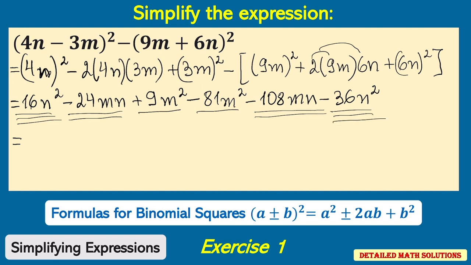So when I add these pairs of like terms, I get minus 72m squared minus 132mn minus 20n squared.